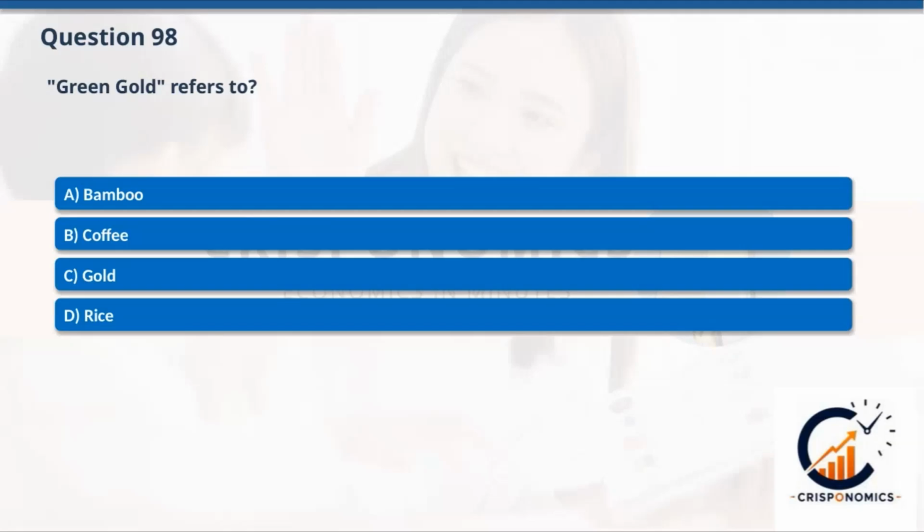Let's talk about the term green gold. It's a phrase that's often used to describe something valuable and sustainable, usually linked to natural resources or crops. In this case, we have 4 options: rice, gold, coffee, and bamboo. The question is, which one does green gold actually refer to? Think about what's renewable, eco-friendly, and economically important. That's the key to unlocking this term.